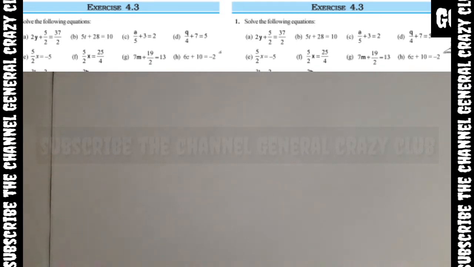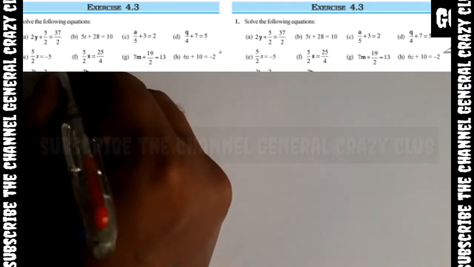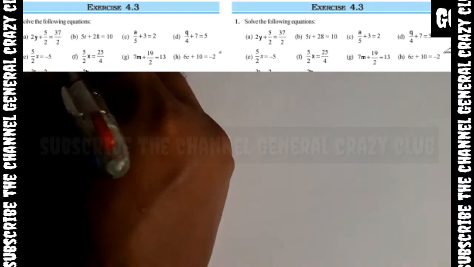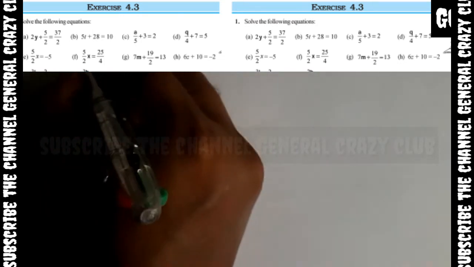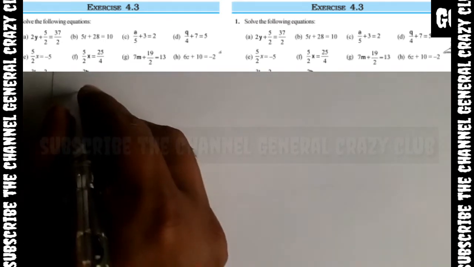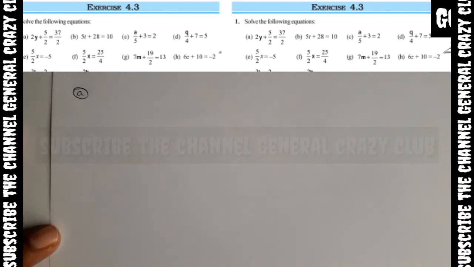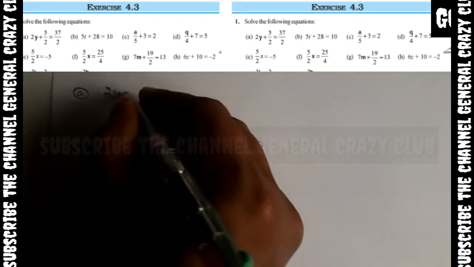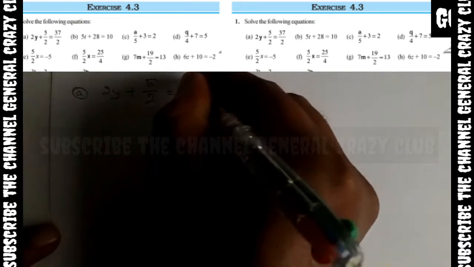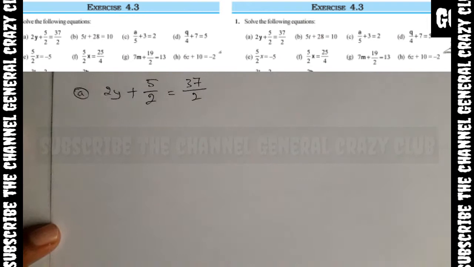In that 4.3, first one, solve the following equation. First equation in that: 2y plus 5 by 2 equal to 37 by 2.